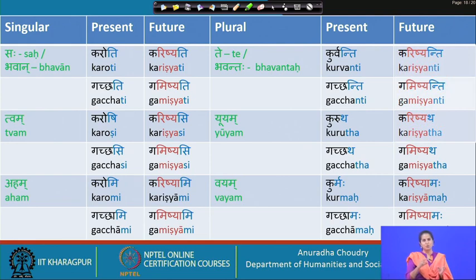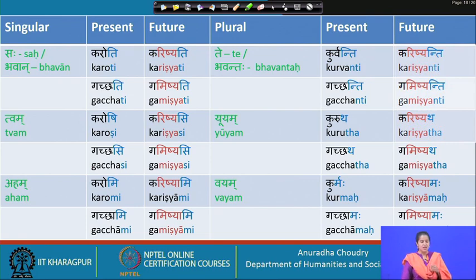So karoti becomes karishyati, kurvanti becomes karishyanti. So just the inti stays the same. So when you're studying Sanskrit especially, see if you can open your listening and listen to sound patterns. That will really be the easiest way to get this language.